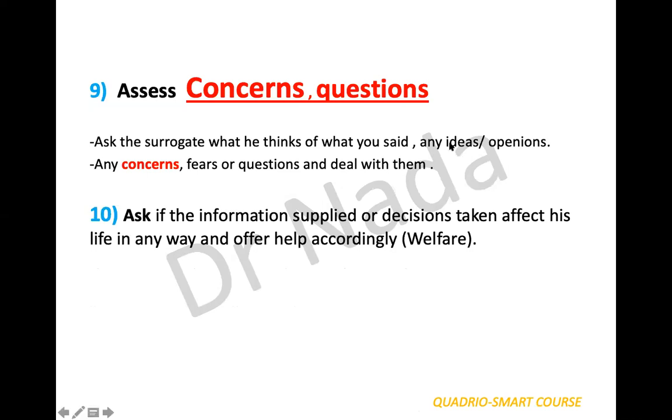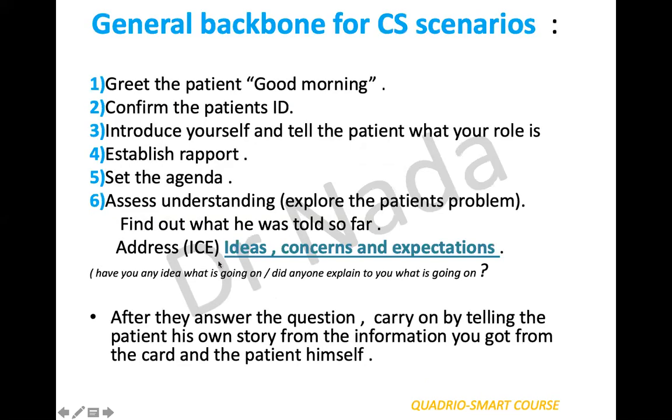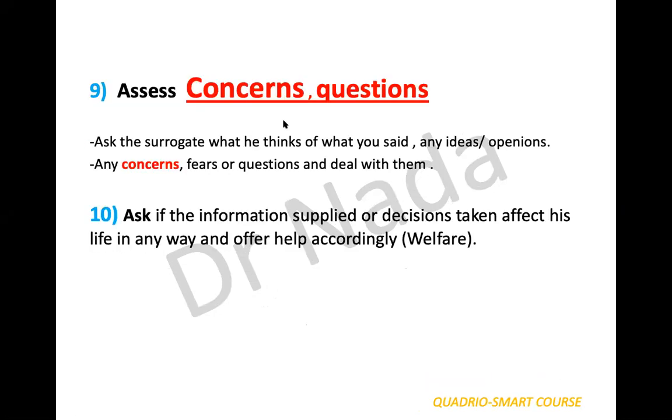Number 9, you have to assess the concerns and questions again. So ask about the ideas, concerns, and expectations before you do the task. After you assess their understanding, ask them, what do you expect? Do you have any expectations? What the problem might be? Okay, and after that, you do your task. And then you explain the management plan, and then you assess if they have any concerns again. So asking the surrogate if they have any concerns from the beginning before you explain and after the explanation. Of course, there might be new concerns rising up after they heard the information from you.